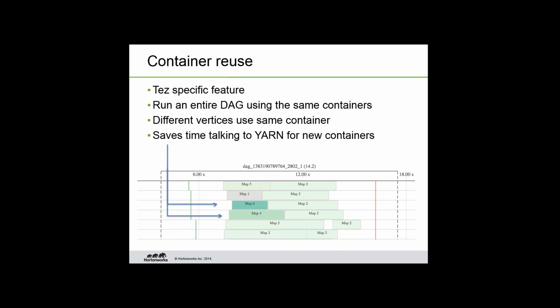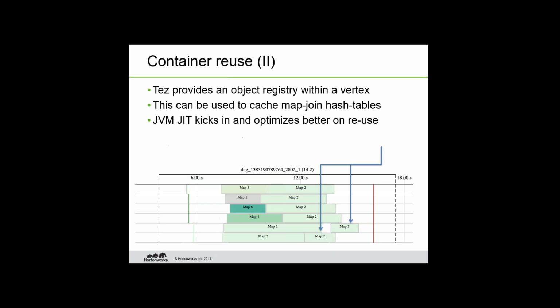For the container reuse principle, Tez has a very specific feature that it can help run an entire directed acyclic graph, a DAG, using the same container, so that different vertices can use the same container. In this way it also saves the time of talking to Yarn for new containers. Tez also provides an object registry within the vertex. This can be used to cache the map-side map join hash tables themselves, and the JVM JIT kicks in, to optimize for better use of containers.